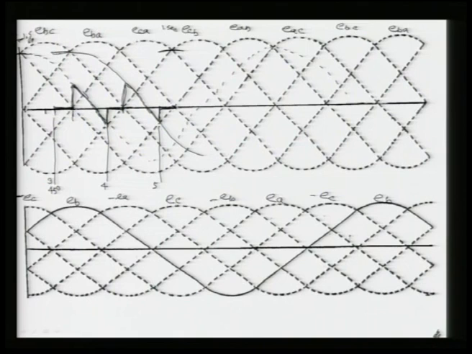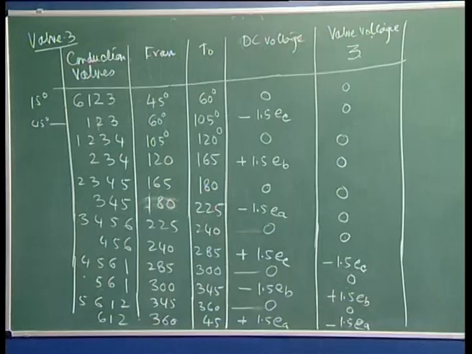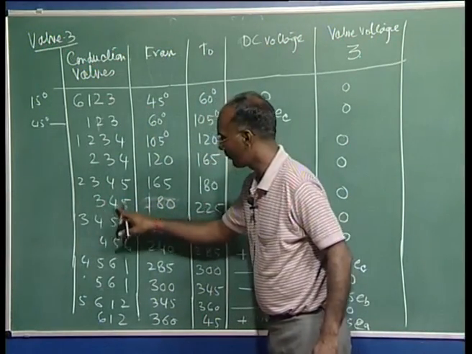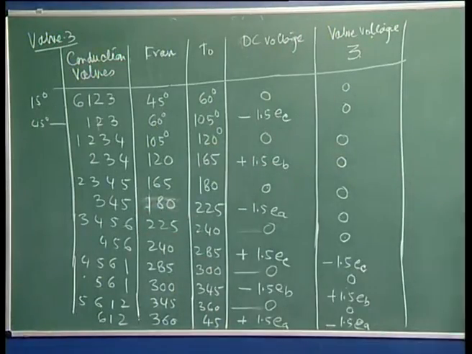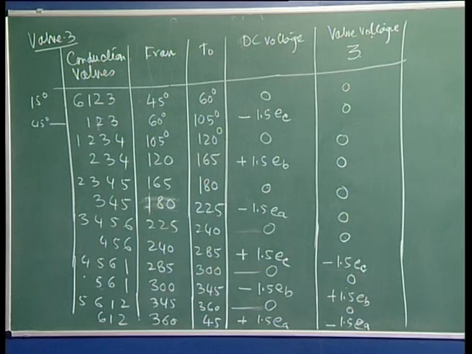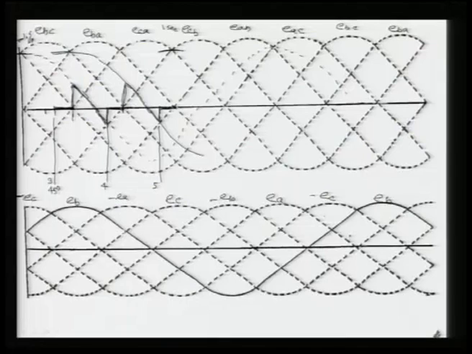Now again we have to see this commutation is over. Here the commutation between 2 and 4 is over. We are having 3, 4, 5, and as I already said, the output voltage is minus 1.5 EA, which is nothing but here. So we are going to have this suddenly, and finally it will go for 45 degrees till this value, where we are giving pulse 6.